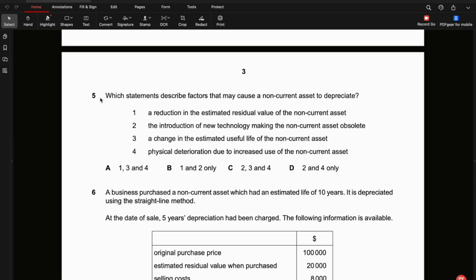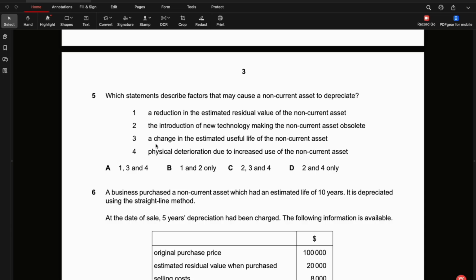Number 5: which statements describe factors that may cause a non-current asset to depreciate? So the question is, why does an asset depreciate? If you remember the causes of depreciation, there are 4 basic causes. Let's see if we have them in the list. Number 1, a reduction in the estimated useful value of the non-current asset. Definitely not. Number 2, the introduction of new technology making the non-current asset obsolete. Yes, this is one of the causes of depreciation because asset value decreases when new technology comes up.